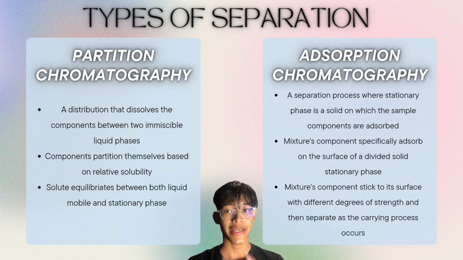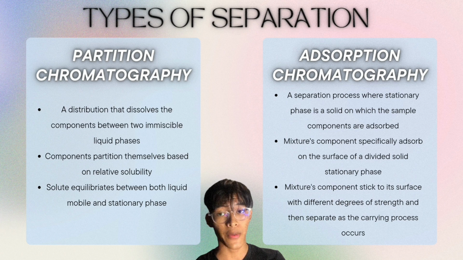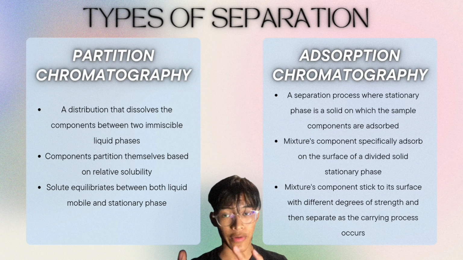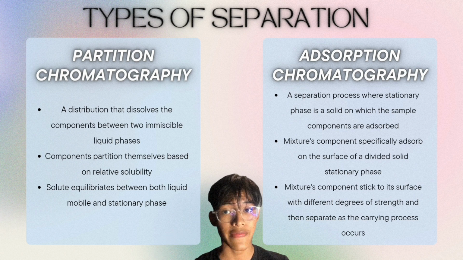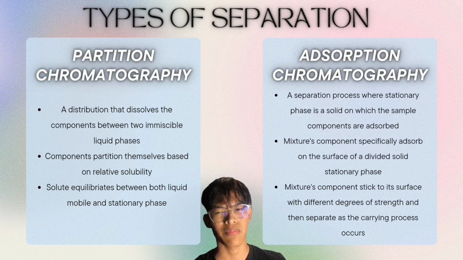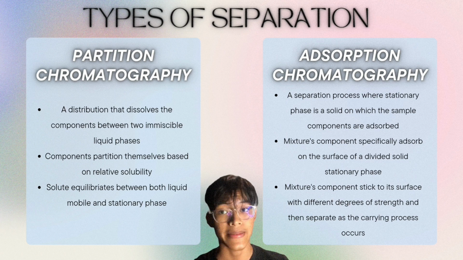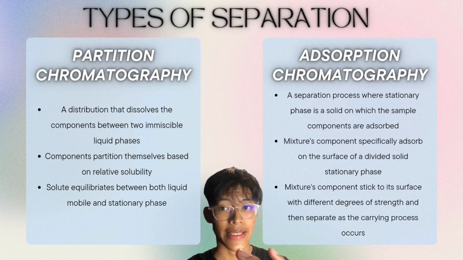Partition chromatography is a distribution that dissolves the component between two immiscible liquid phases. It is a type of separation where components partition themselves based on their relative solubility. In a way, solid equilibrates between both liquid mobile phase as well as liquid stationary phase. Next is the absorption chromatography.